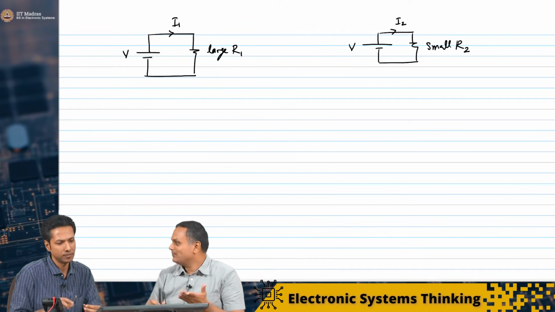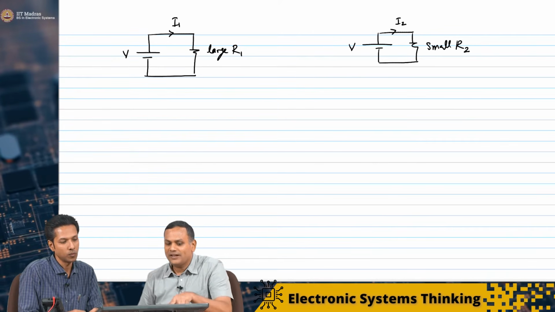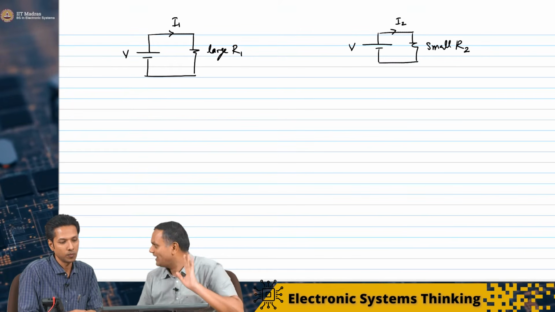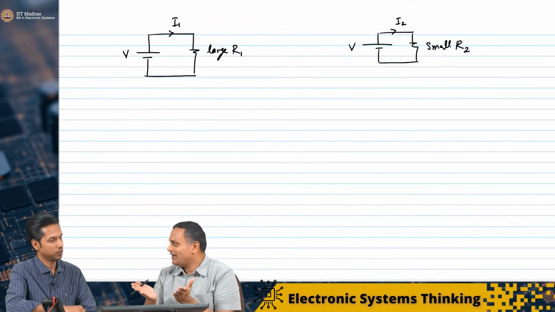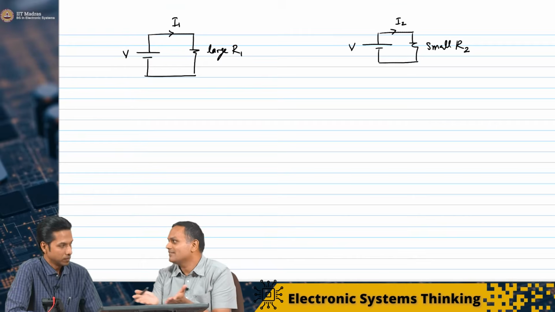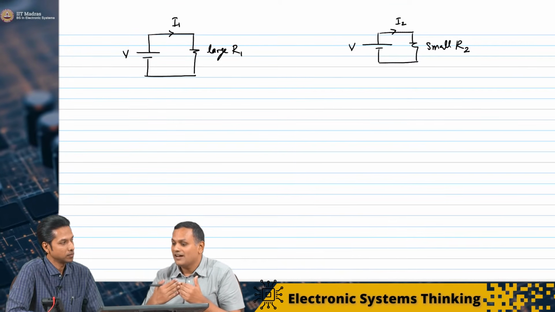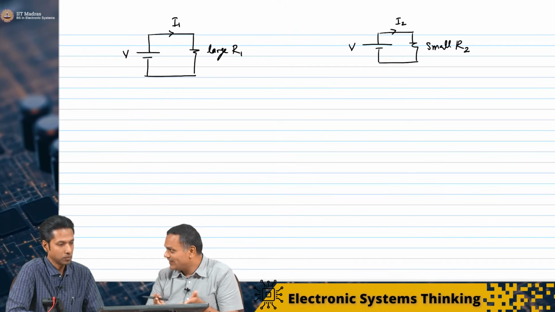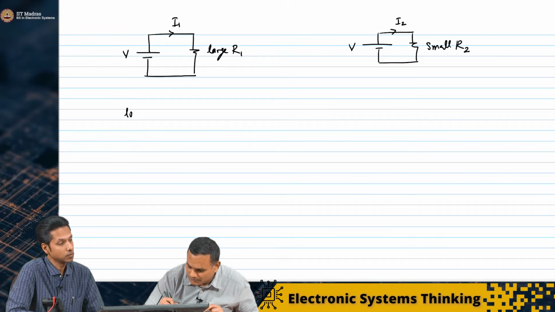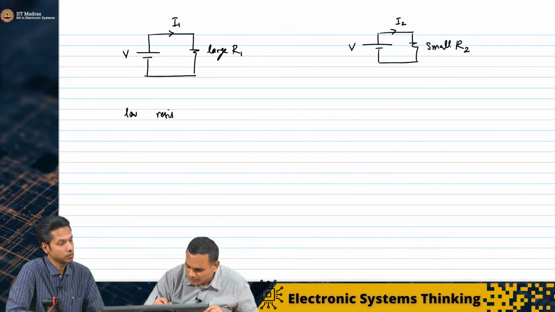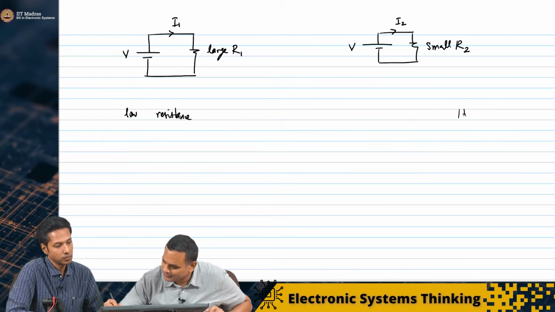So you take this 1.5 volt battery, and you said you connected your hand and a wire. Now I told you, depending on the material, you can have small resistance, large resistance. So now we have the concept of low resistance materials, high resistance materials. So you have low resistance and high resistance.